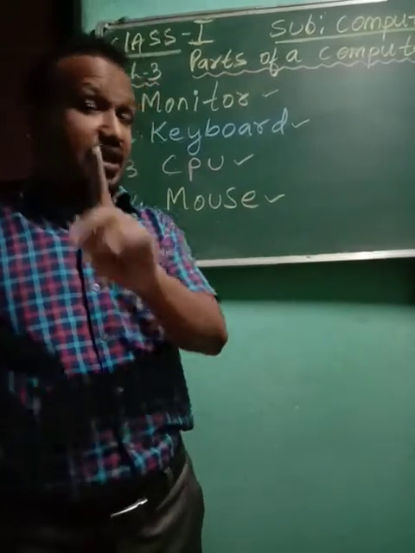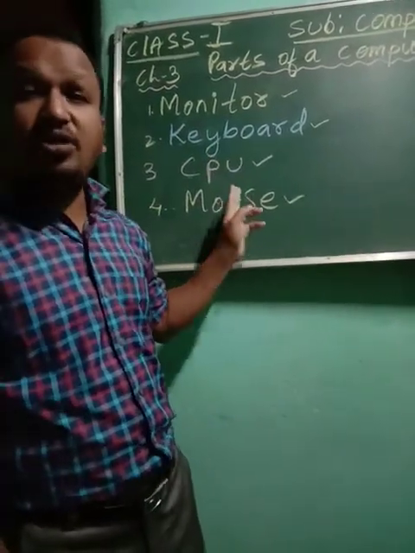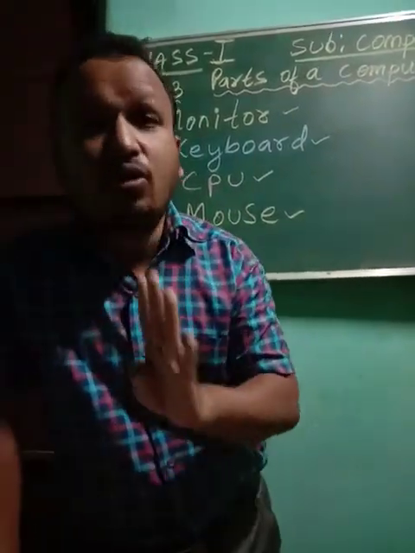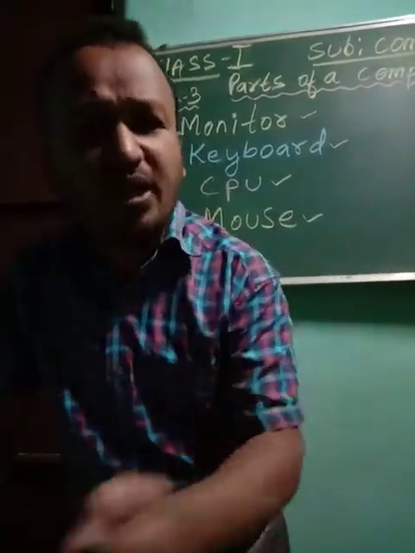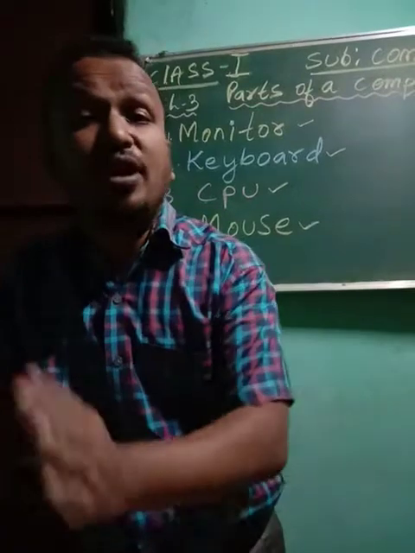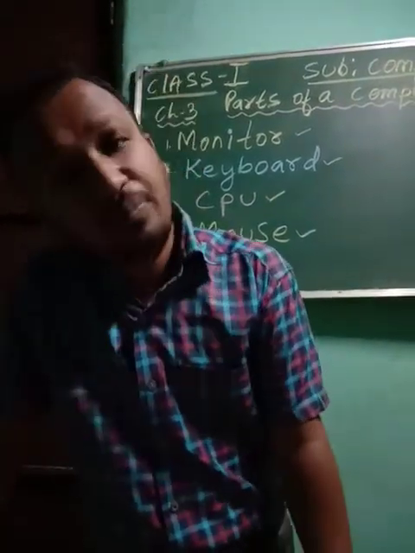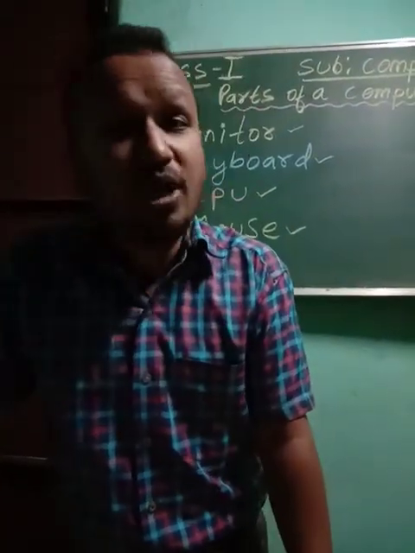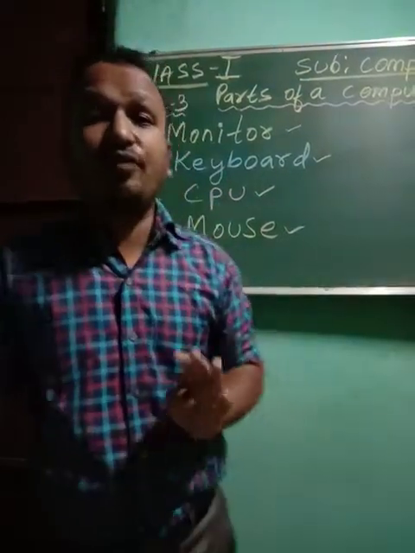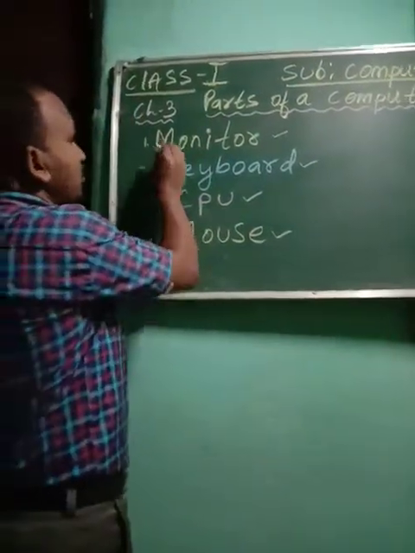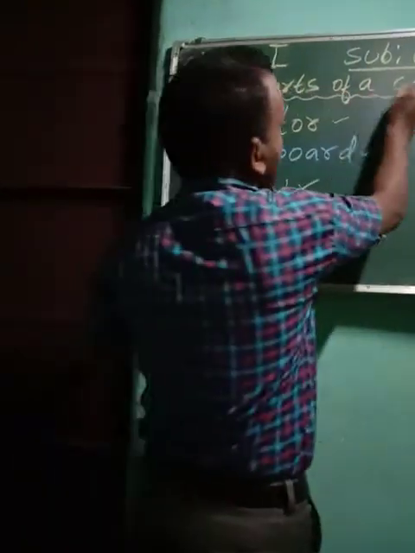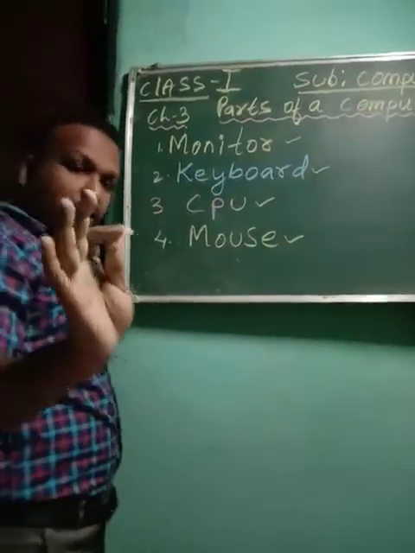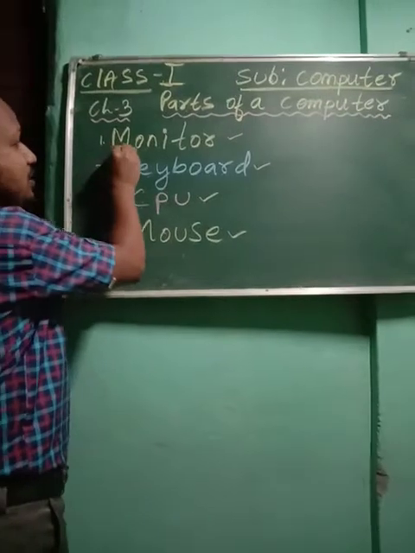You see children, again I am saying, first we are going to learn about how many parts? We are going to learn only about 4 parts, because now you are small children. So slowly as we proceed, we will learn about more parts of a computer. So first, we are doing only 4 parts of a computer. See children, so again I am repeating it. Parts of a computer, only 4 parts.